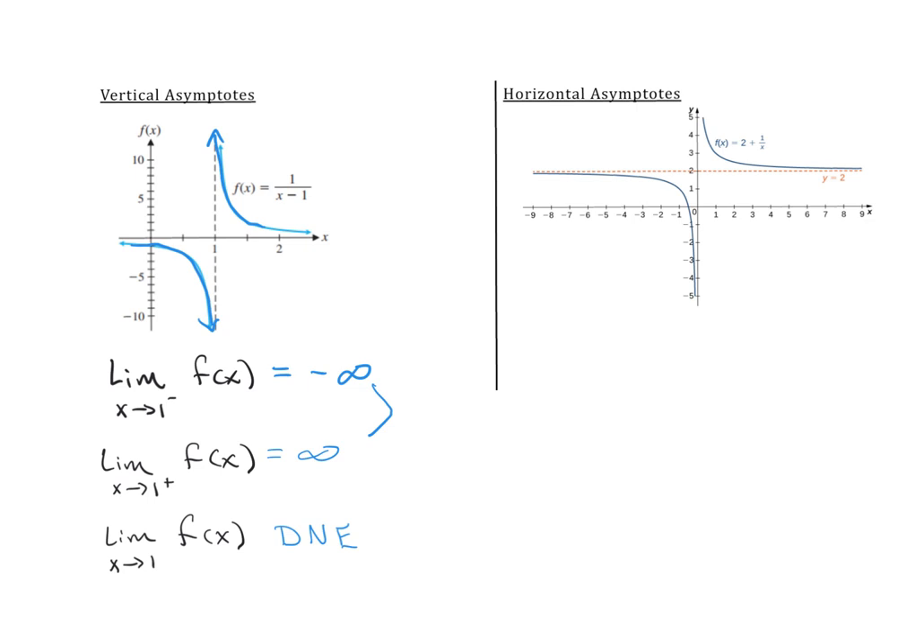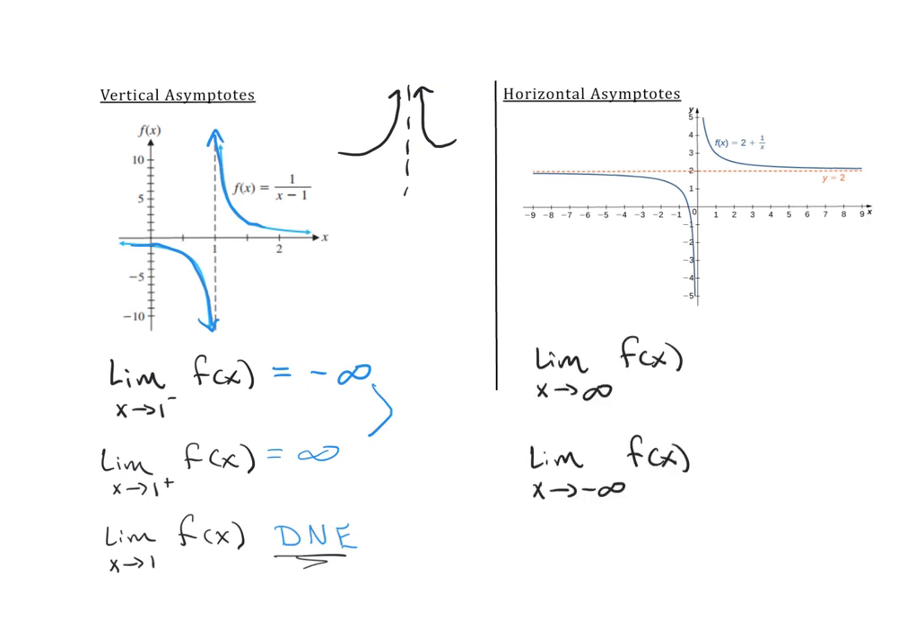Now, I don't want you to think that all limits approaching vertical asymptotes do not exist, because it's possible that both the left and the right will be approaching the same infinity. So now let's look at this horizontal asymptote.